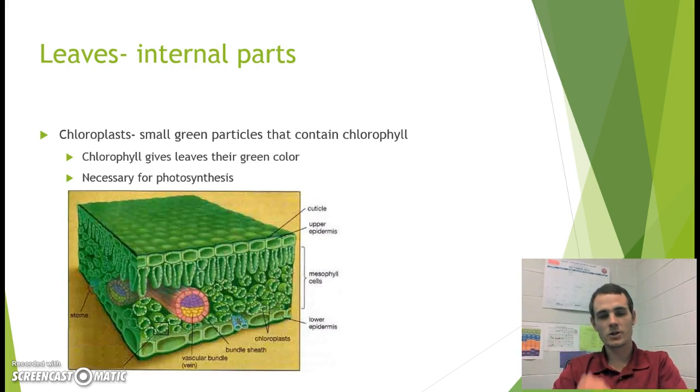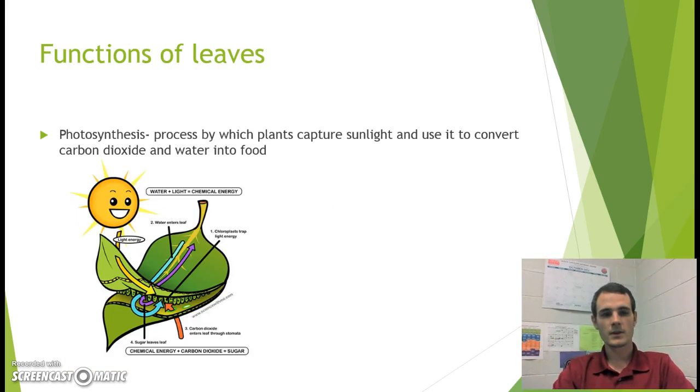Chloroplasts, if you've had biology before, then you know what chloroplasts are, but they contain chlorophyll, and chlorophyll is responsible for the green pigment in plants, and the chloroplast is where the process of photosynthesis happens. So photosynthesis, we'll talk about the chemical equation a little later, but the basics of photosynthesis that you need to know is it's a process in which plants capture sunlight and use it to convert carbon dioxide and water into food. Photosynthesis is the way that plants make their own food, and this happens in the leaves of the plant.